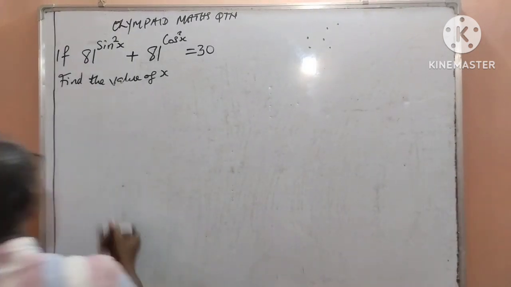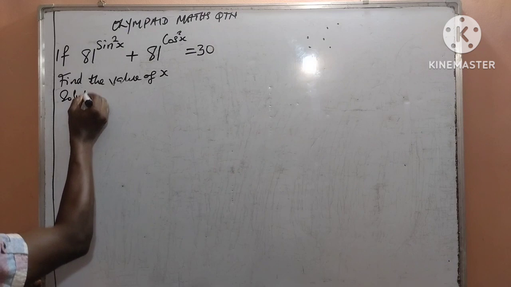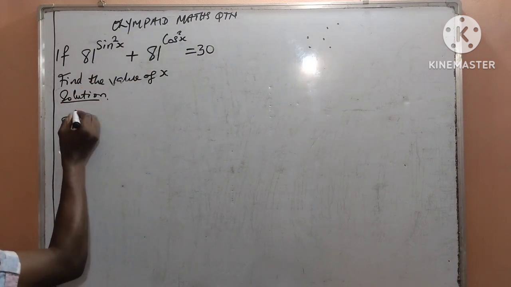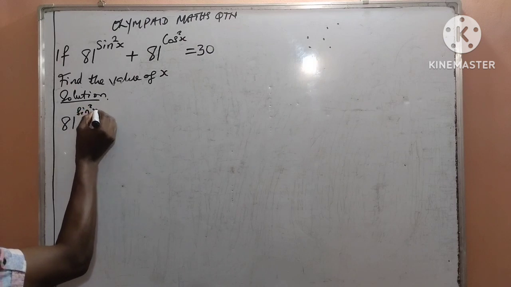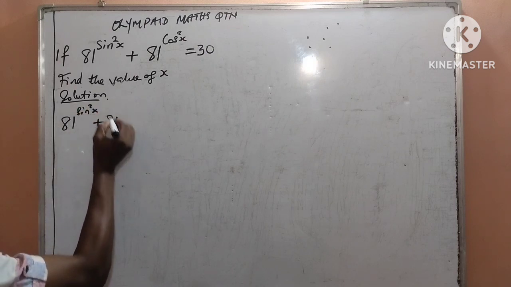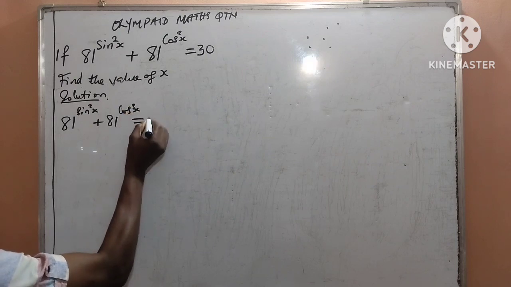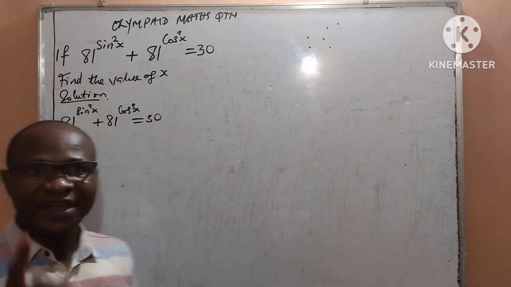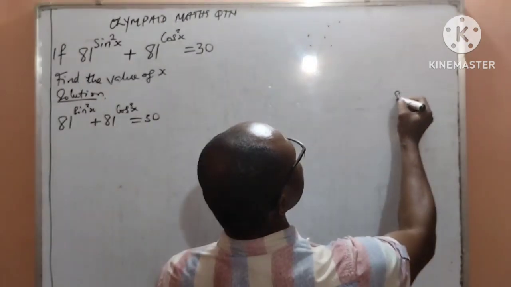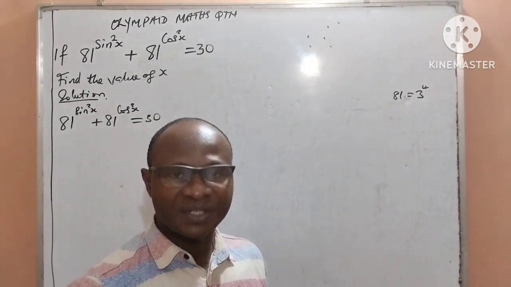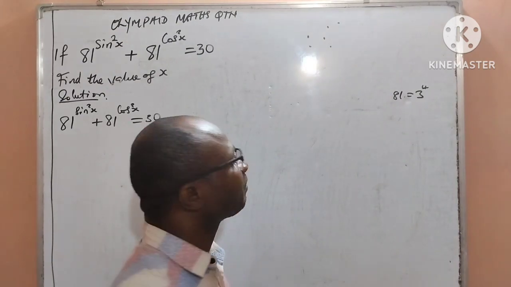Alright, we move on. By solution to this question, I am given to solve 81 raised to sine square x plus 81 raised to cos square x equal to 30. First and foremost, I want you to know that 81 can be written in index form as 3 raised to the power 4.